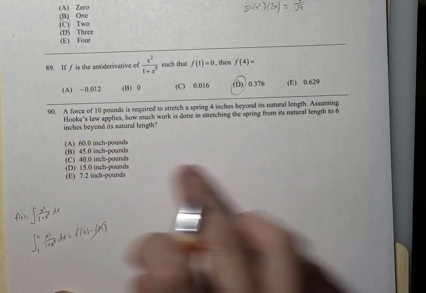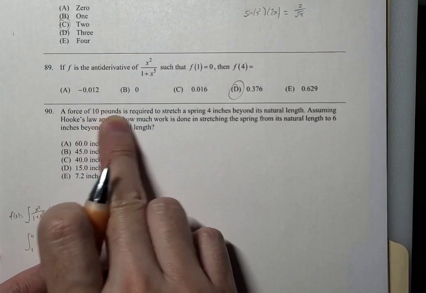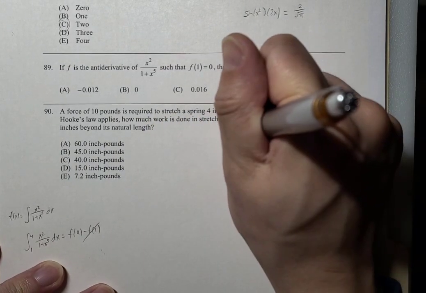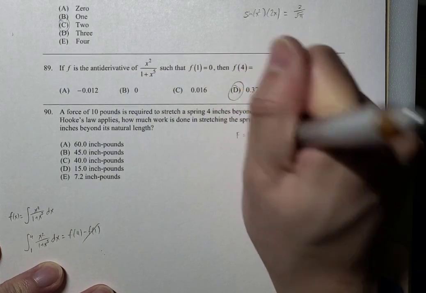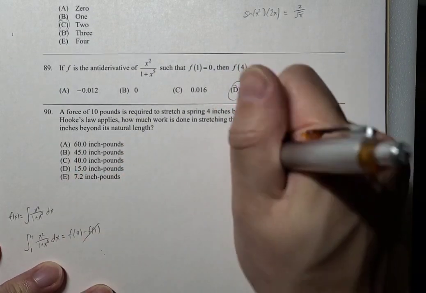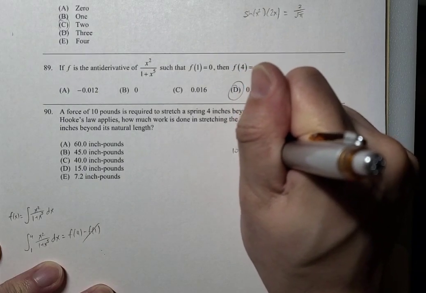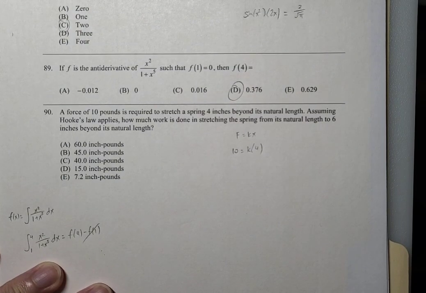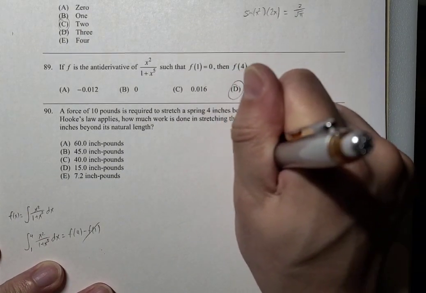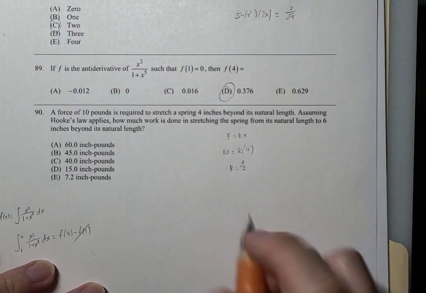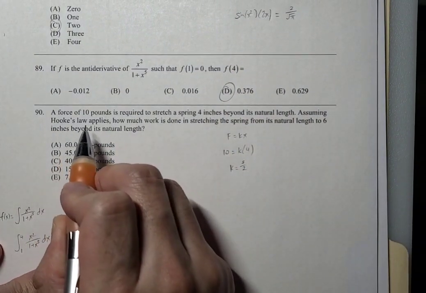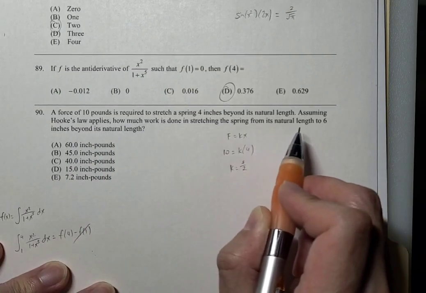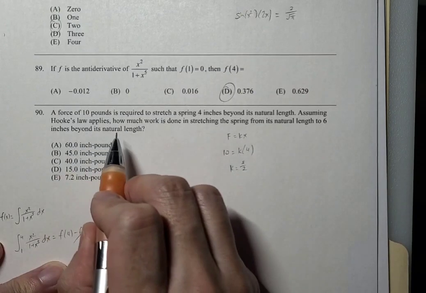And the last one, this is an application problem. A force of 10 pounds is required to stretch a spring 4 inches beyond its natural length. So for springs, I remember it's F is equal to kx, something like that. So force of 10 pounds, k times 4, okay? So k is equal to 5 over 2, okay? So we might need that, so I quickly did that. Assuming Hooke's law applies, okay? How much work is done in stretching the spring from its natural length to 6 inches beyond its natural length?